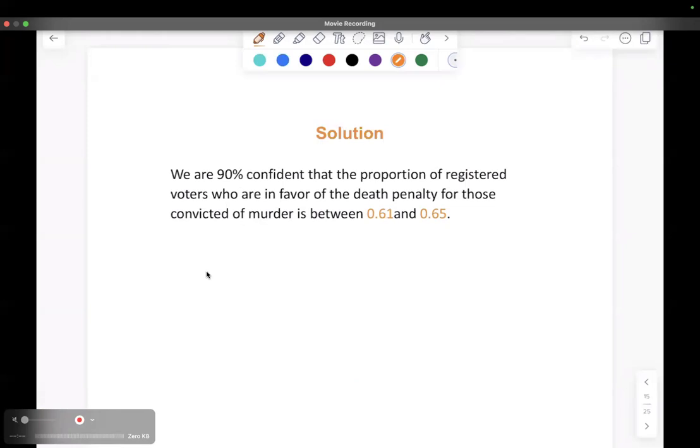We're 90% confident the proportion of registered voters who are in favor of the death penalty is between 0.61 and 0.65. I'd be okay with you saying 63% plus or minus 2%. I'm okay with you answering it like this. If you were taking a test and you answered it like this, 100% you'd get credit for it. Questions before we move on?